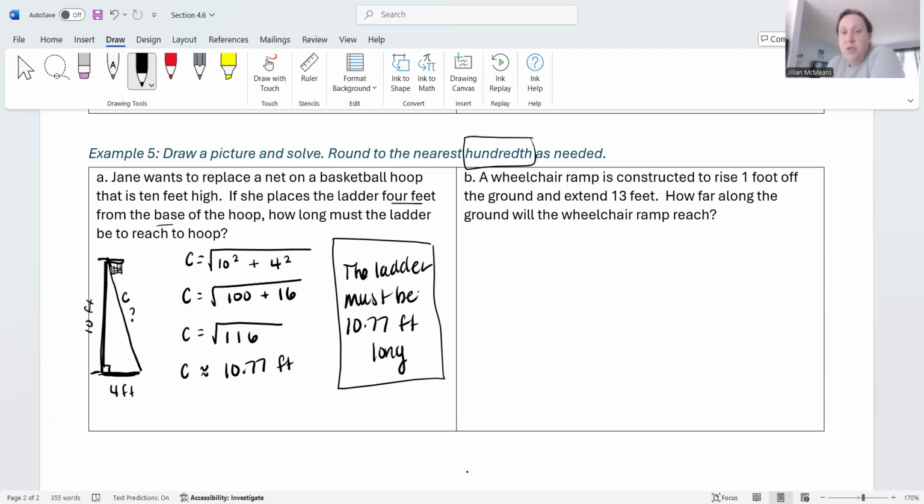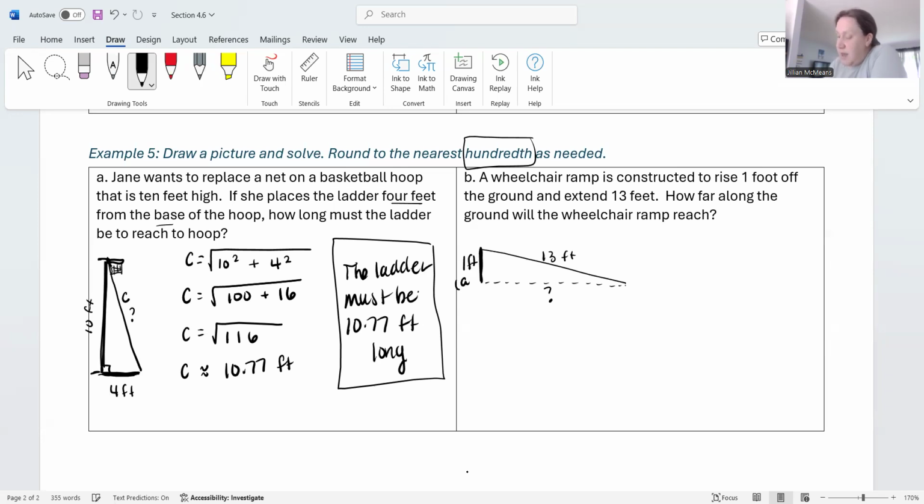Finally, we have a wheelchair ramp is constructed to rise 1 foot off the ground and extend 13 feet. How far along the ground will the ramp reach? Okay, so we have 1 foot right here, and then we want the ramp itself to be 13 feet. So how far along the ground is this ramp going to have to reach? Okay, so we want to know what this distance is here.